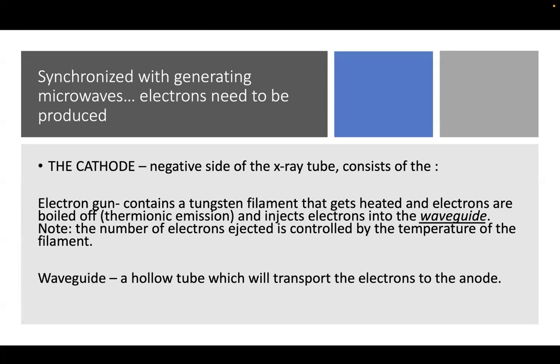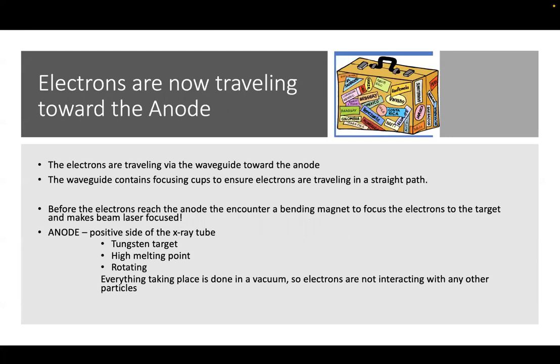So the waveguide is a hollow tube which transports the electrons to the anode. So it goes from cathode to anode. Okay, so now you can see the electrons are now traveling towards the anode. And the waveguide also has the focusing cups, which ensure that the electrons are traveling in a straight path.